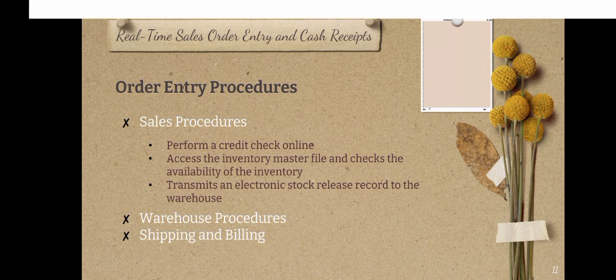Under the warehouse procedures, the warehouse clerk's computer prints a hard copy of the electronically transmitted stock release document right away. The clerk then selects the items and sends them to the shipping department along with a copy of the stock release paper. In the shipping and billing procedure, the products, the stock release paper, and the hard copy packing slip created on the terminal are all reconciled by the shipping clerk. After that, the clerk chooses a carrier and prepares the goods for shipping.